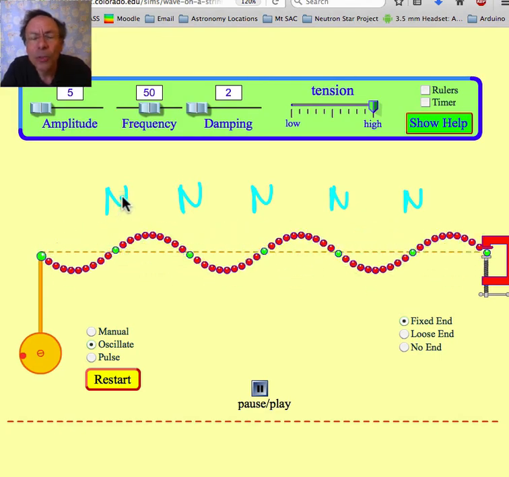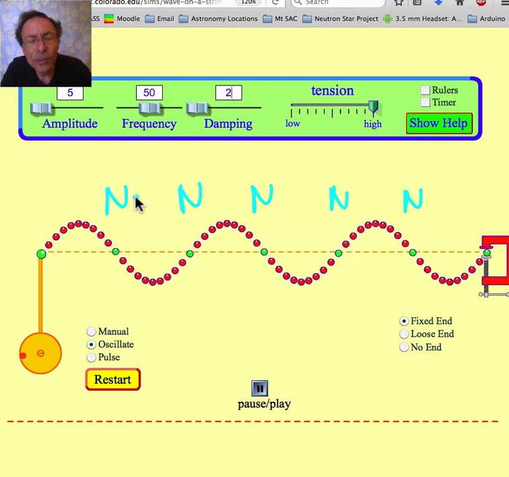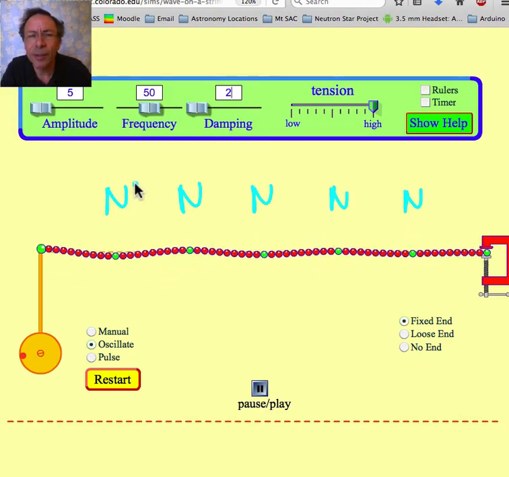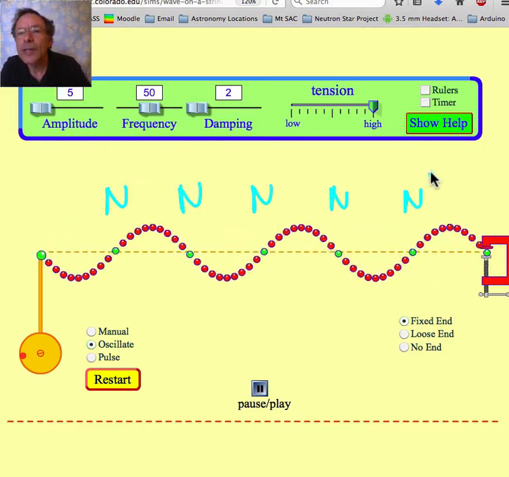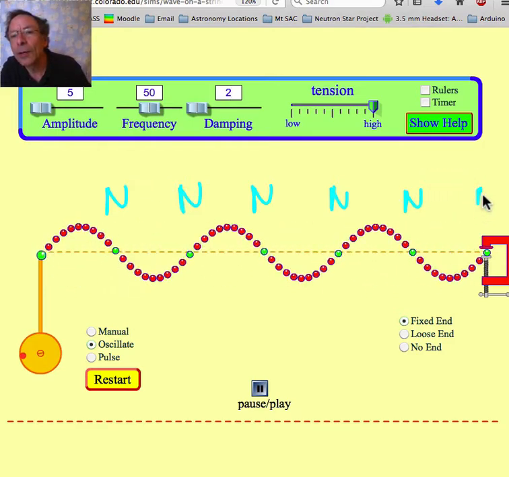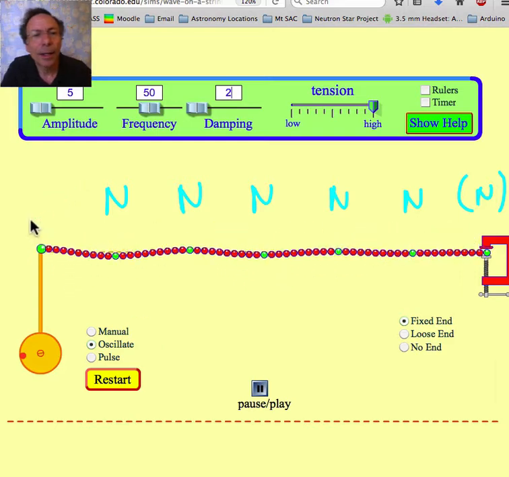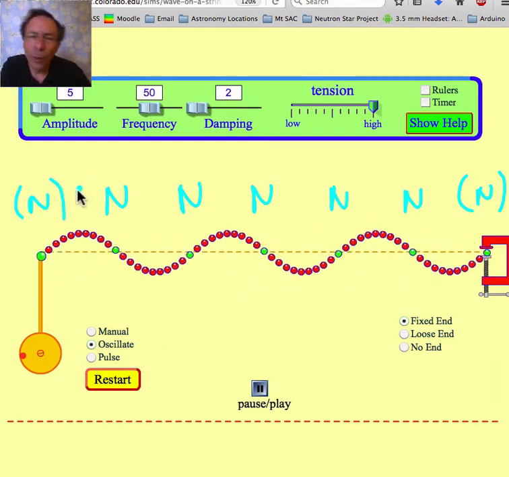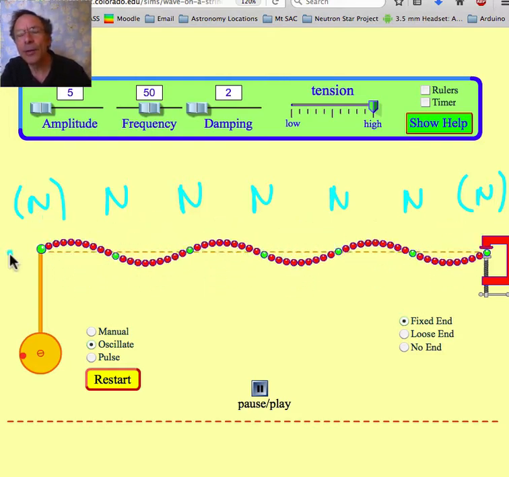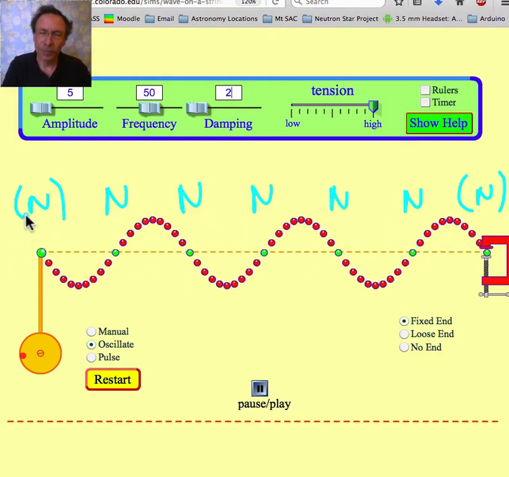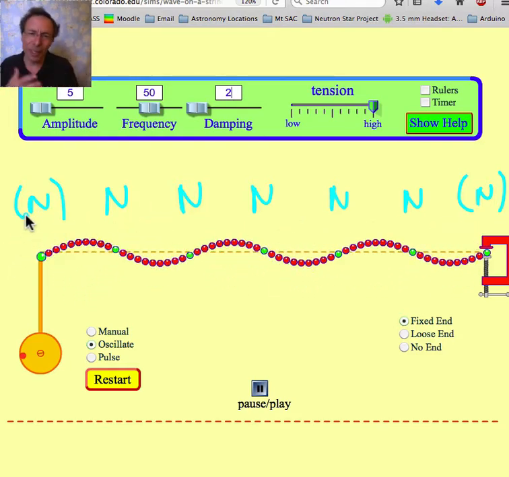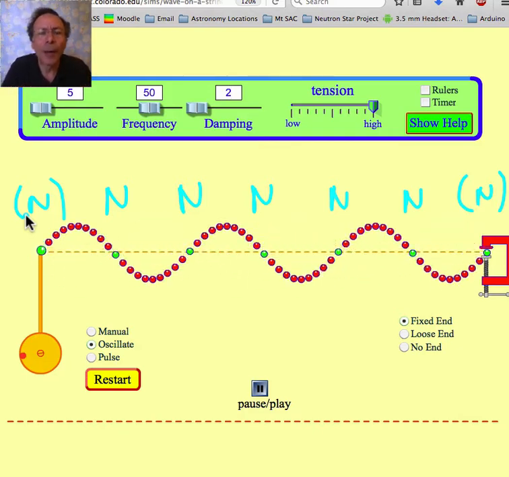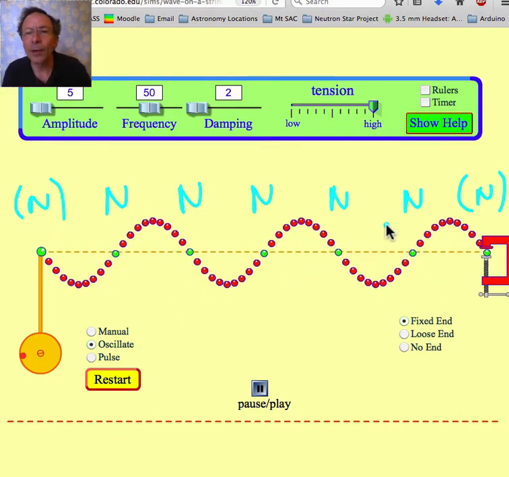The nodes are places where destructive interference is happening. Now, technically, there's also a node here and a node here. And whether or not you're going to count the two end nodes kind of depends on the teacher or the textbook and so on. So I'm going to not count the end nodes.